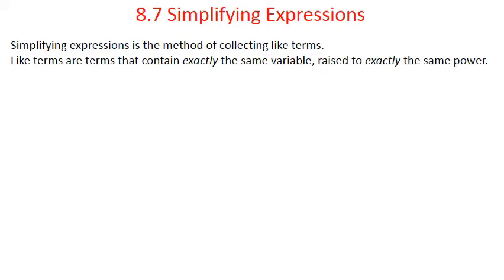Okay, today we're looking at simplifying expressions, which is just a method of collecting like terms. Now, like terms are terms that contain exactly the same variable that is raised to exactly the same power. So all you need is the same letter and the same power, and it's a like term. So I'll just write up a few different terms, and you just have to see which ones are like terms and which ones aren't.